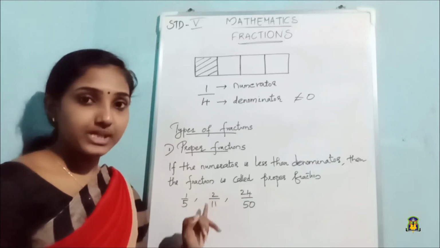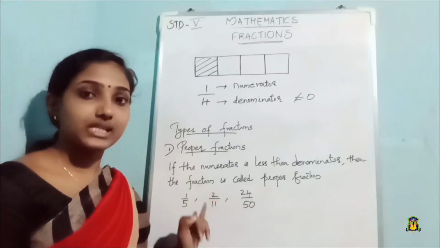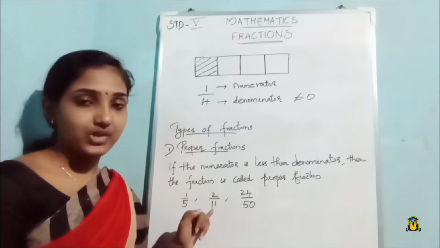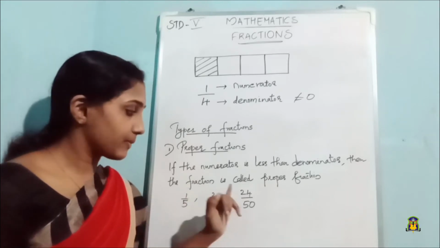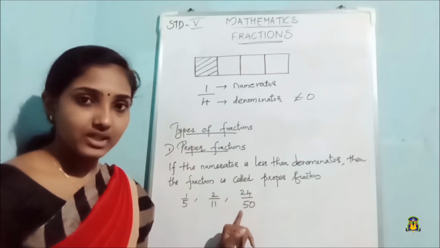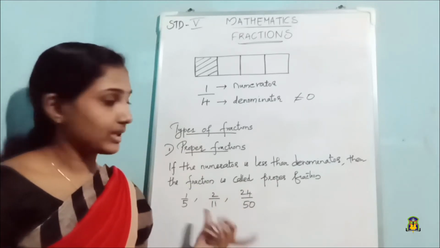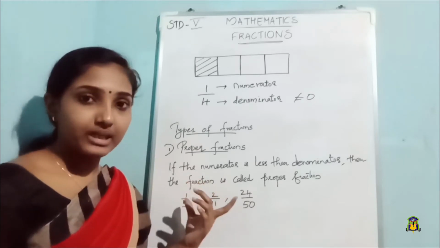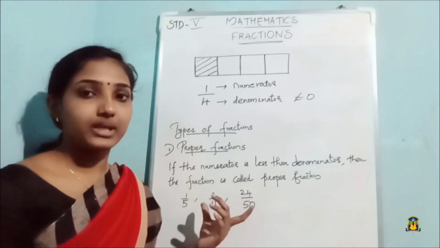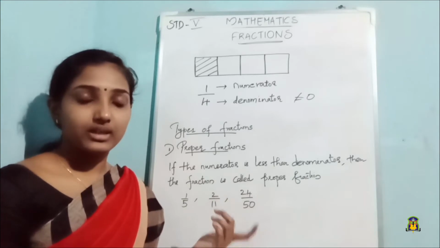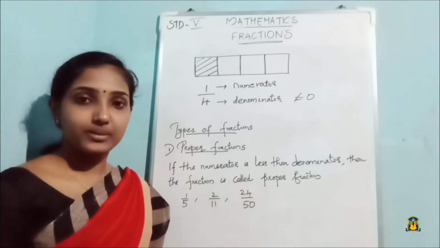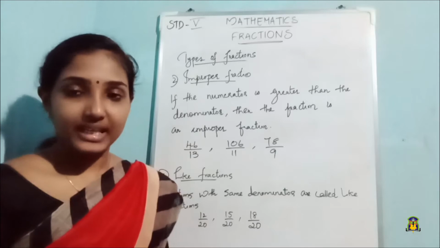2/11. 2 is less than 11, so the numerator is less than the denominator and this fraction is a proper fraction. 24/50. 24 is less than 50, so it is also a proper fraction. So if the numerator is less than the denominator, then the fraction is called a proper fraction.